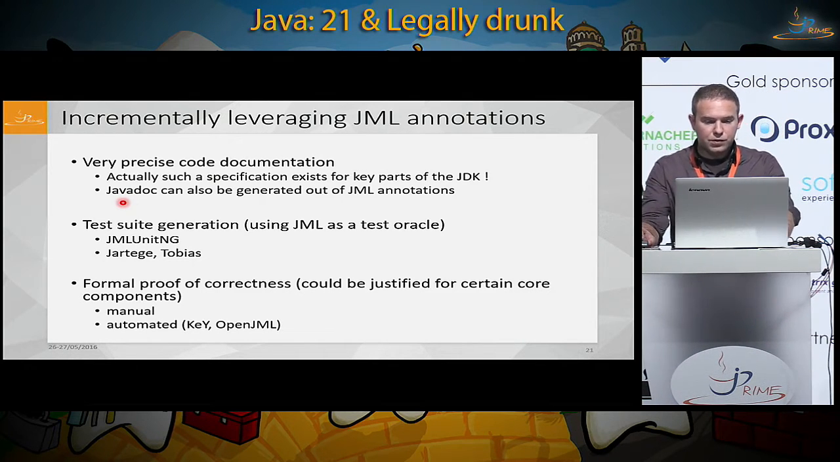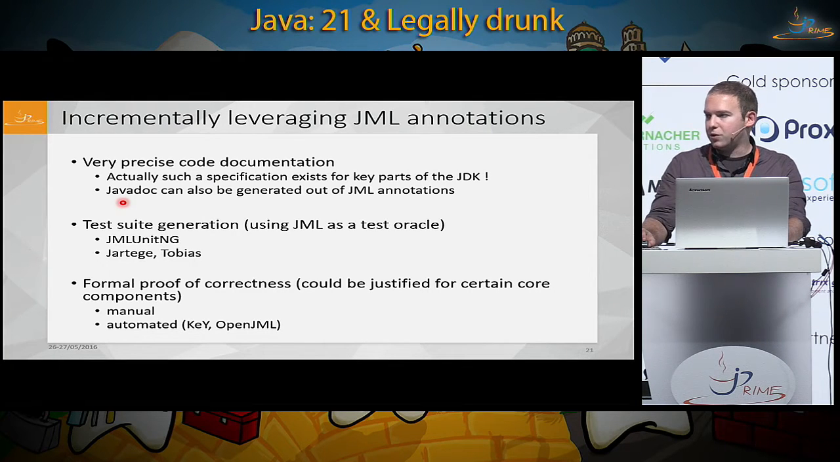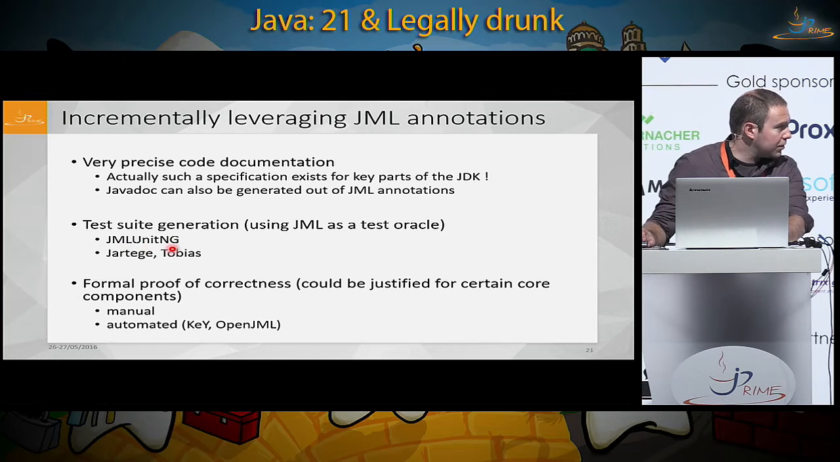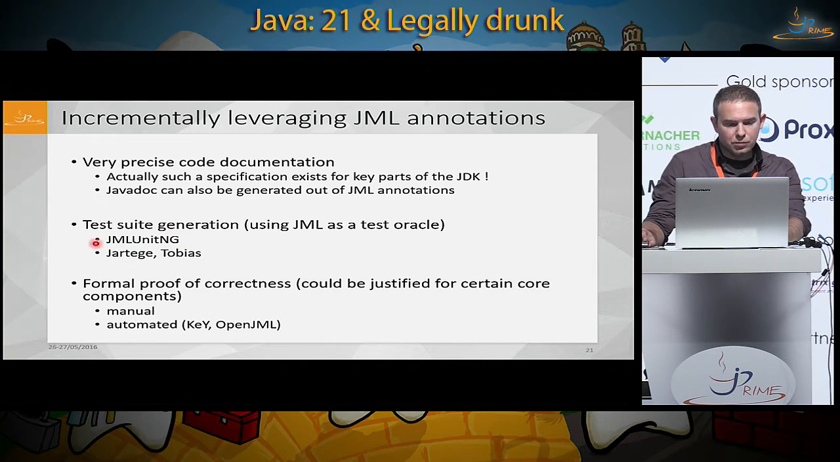Then once we have some cool JML annotations, we can use them as test oracles. And there are tool suites which allow generation of unit tests based on the annotations. So this is the one I'm going to demonstrate, JML unit NG. It generates TestNG suites based on the annotations that we have written.